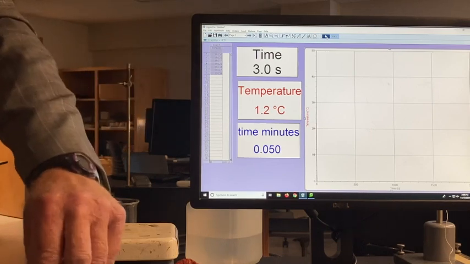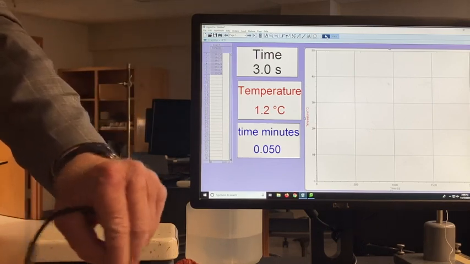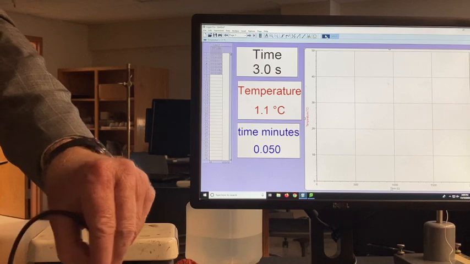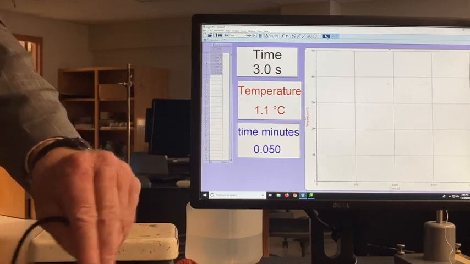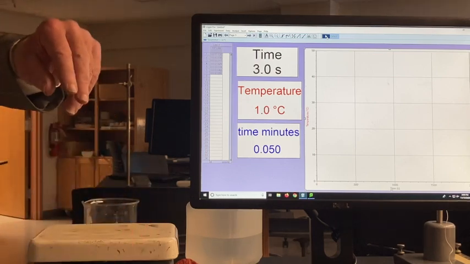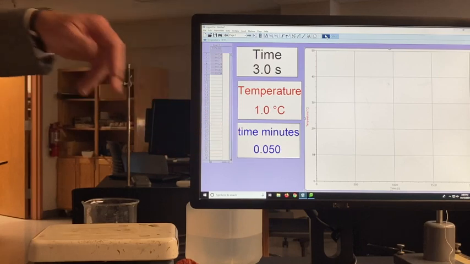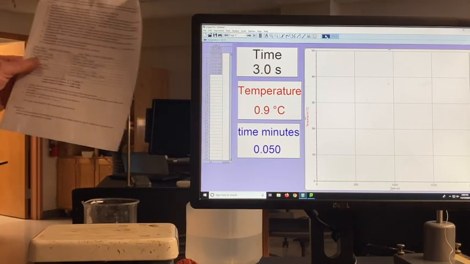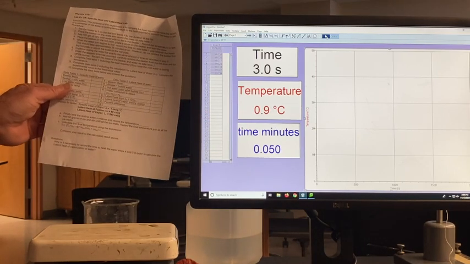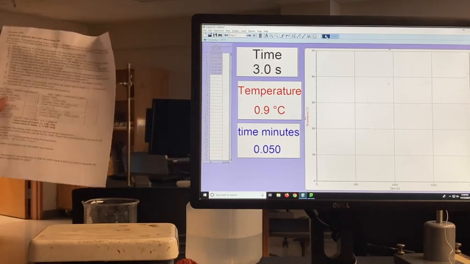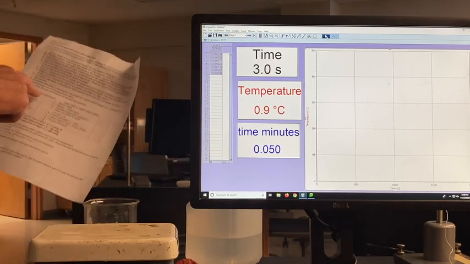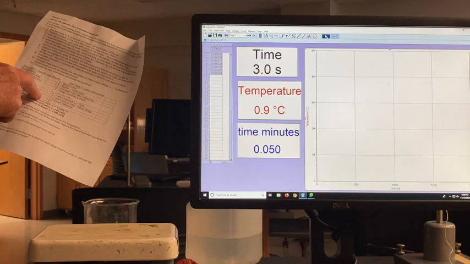Temperature, which will get this down to about 1 degree Celsius. Then we'll start the time, and we'll record it in minutes. And once we get this going, I will help you. So we're going to go through table 1.